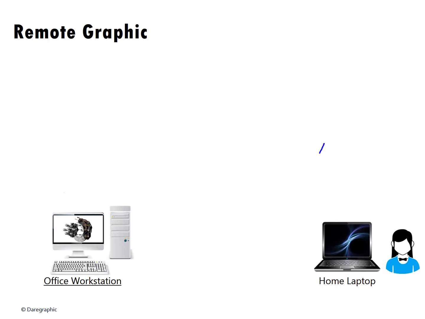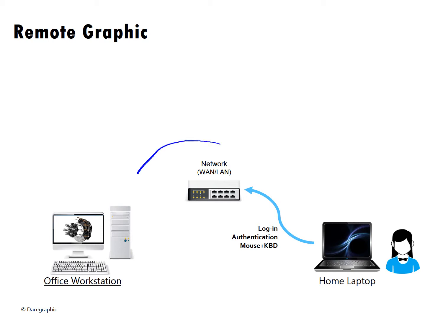Once at home, she logs on to her workstation at the office via Remote Graphic Protocol using her credentials. Using a standard home laptop, she now connects remotely to her office. The Remote Graphic Protocol will automatically authorize her using her credentials.